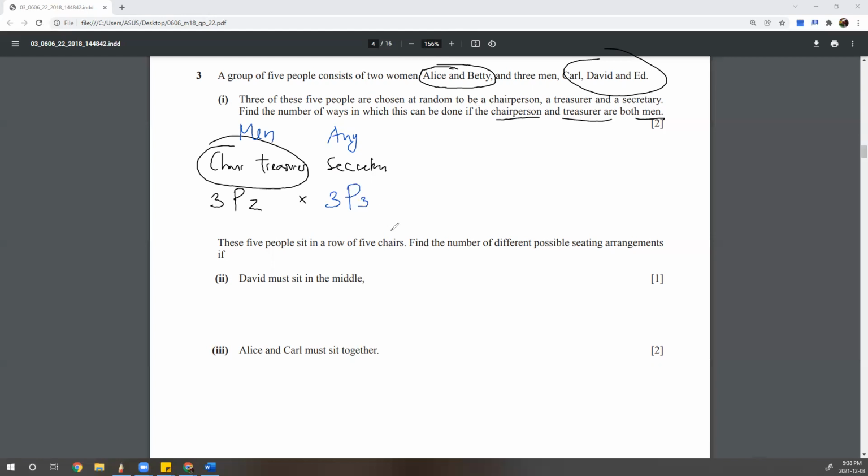Everything can be taken. Okay, that's it. So using a calculator, the hardest part is here. Get the logic of this. 3P2 times 6 possibilities times 3P3. 3P3 is 6 also. So we have 36 different ways to choose from.